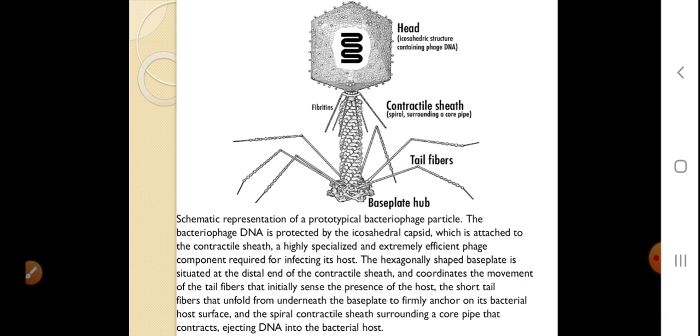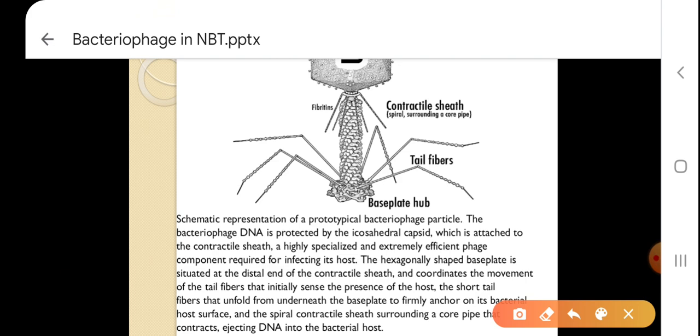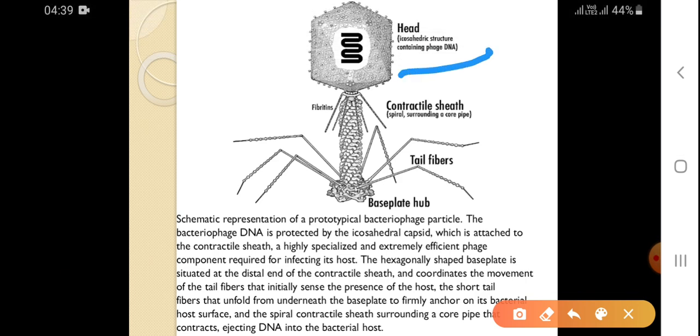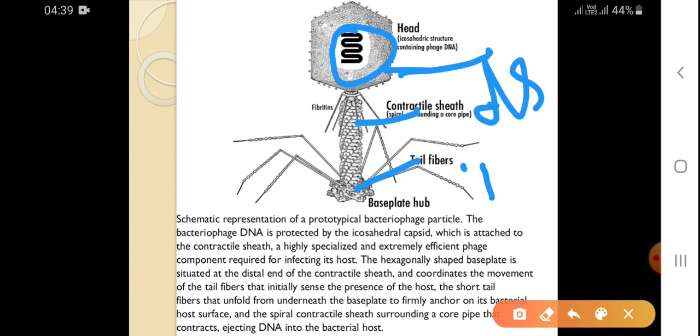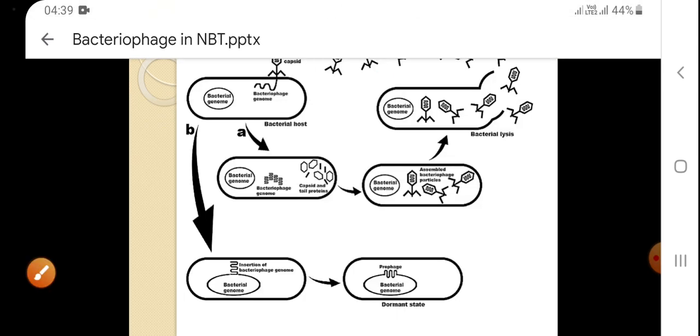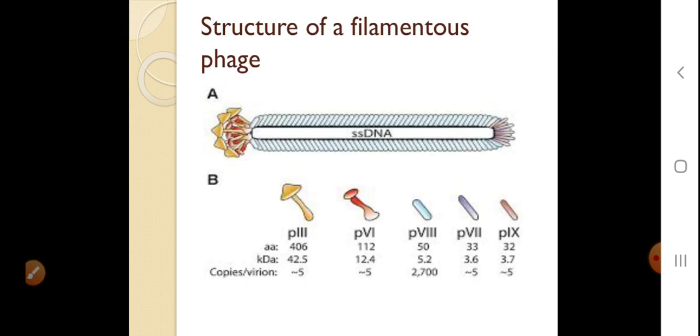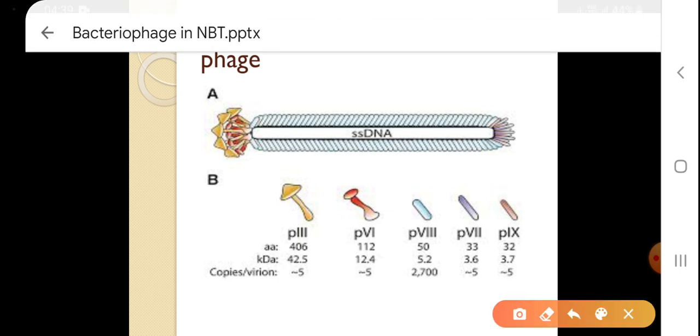So this is a schematic representation of a lambda phage. These are the classical structures: you have a head, you have a contractile sheath, and these are the tail fibers. The head harbors the genetic material. So here the genetic material is double stranded DNA. And this is the structure of a filamentous phage. That is your M13 phage.